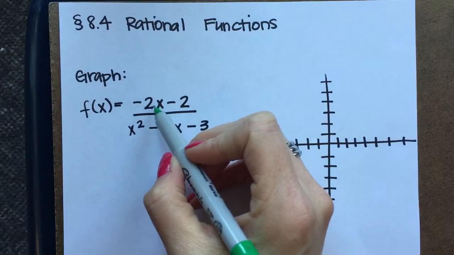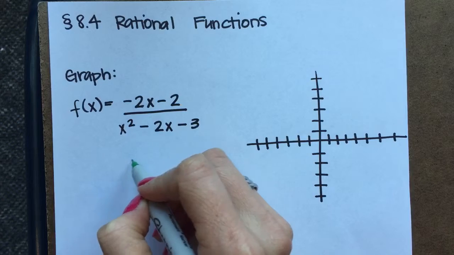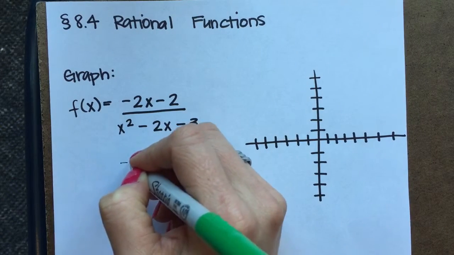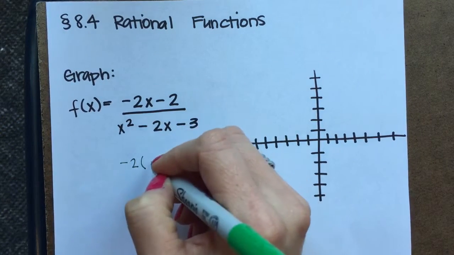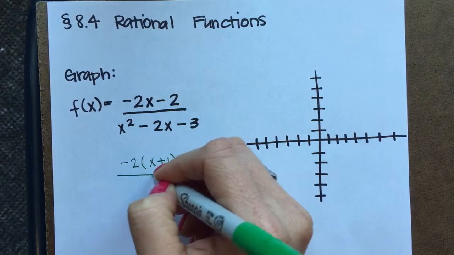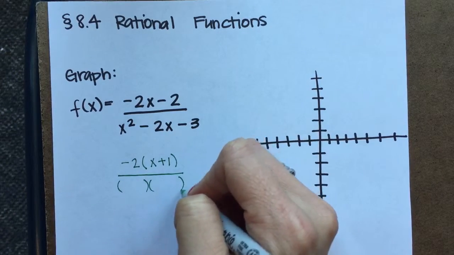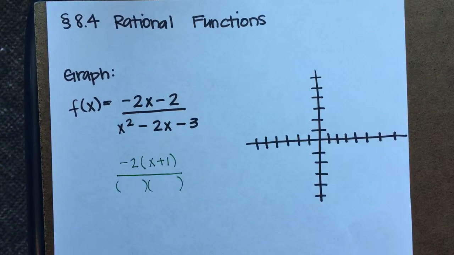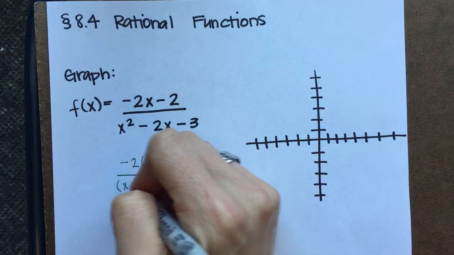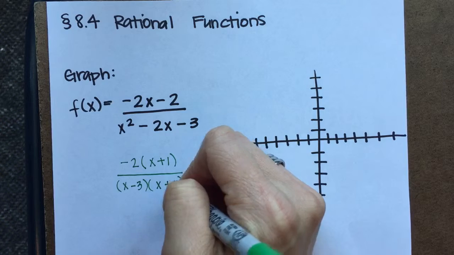So on the top, negative 2x minus 2, you can factor out a greatest common factor of negative 2. And then you have x plus 1. When you factor the denominator, factors of negative 3 to add to negative 2 are x minus 3 and x plus 1.